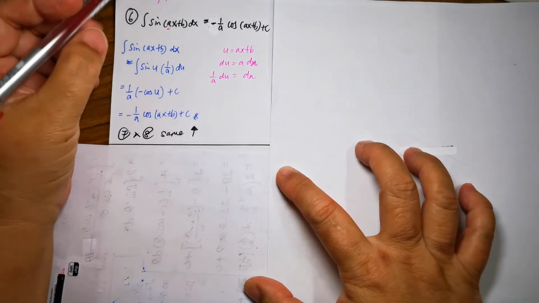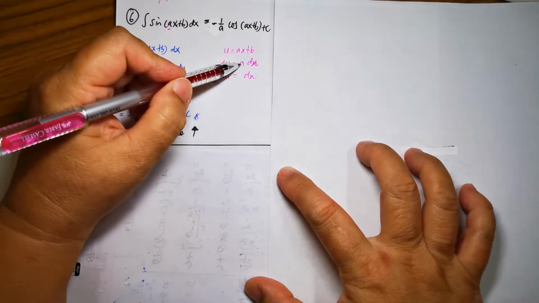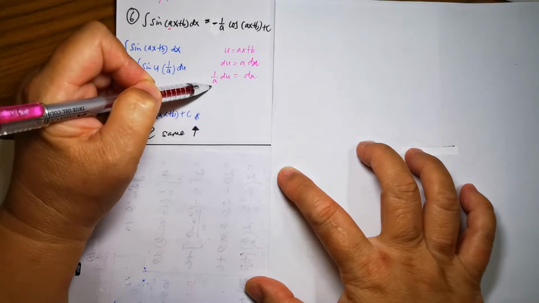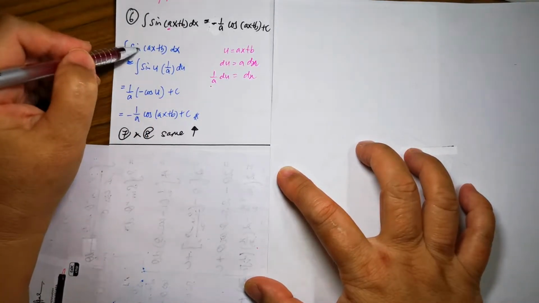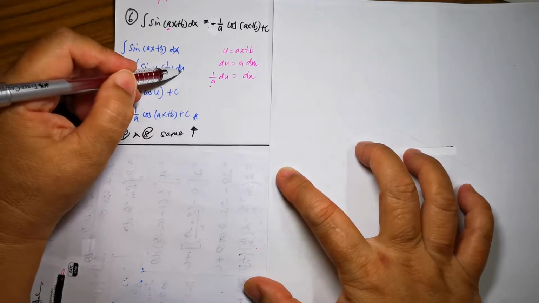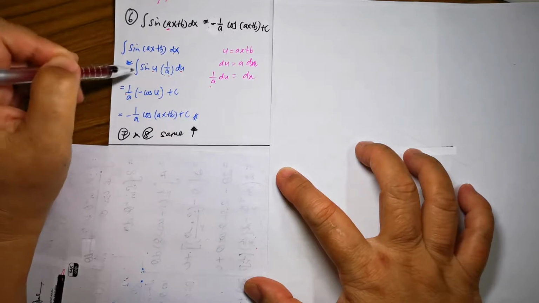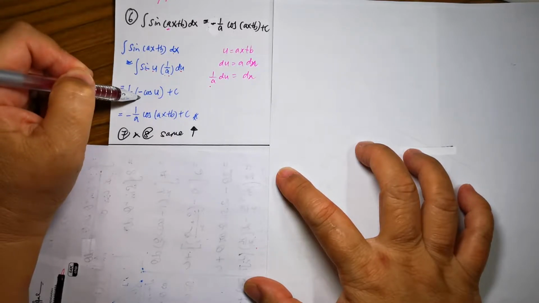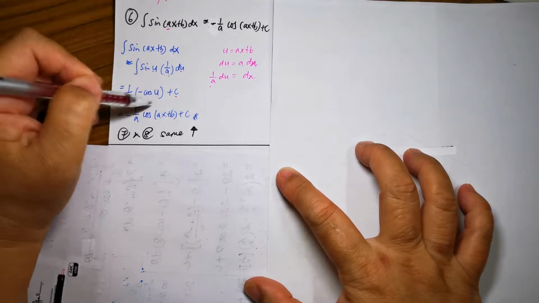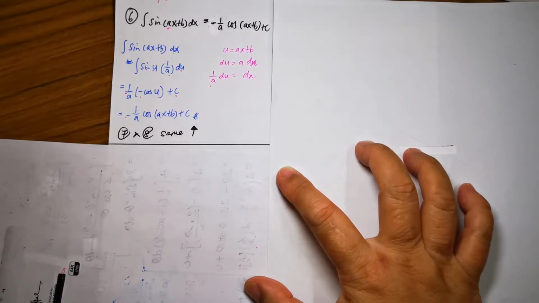So same as usual. We know that ax plus b will be u. So du is a dx, so dx is 1 over a du. Okay, now we sub in. So sine, this is u, and dx is 1 over a du. Again, 1 over a is a coefficient, can put outside. Integrate sine u, you get negative cos u plus c. So just rewrite back in terms of x. That's it. Okay, really not difficult.